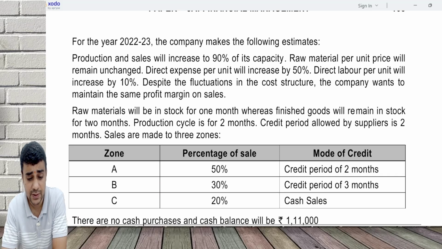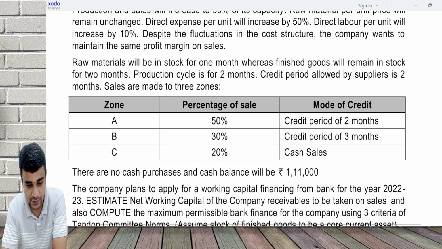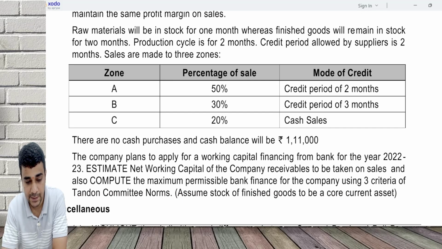Raw material will be in stock for 1 month, FG for 2 months, production cycle is for 2 months, credit period allowed by supplier is 2 months. Sales are made to 3 zones, zone A, zone B and zone C. Zone A 50% of sales, 2 months credit period, zone B 30% sales, 3 months credit period, and zone C 20% cash sale. There are no cash purchases and cash balance will be 1,11,000.